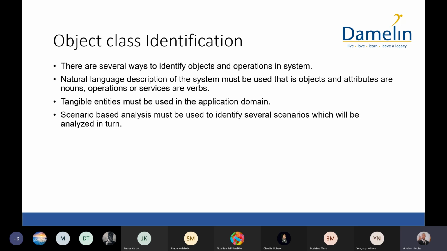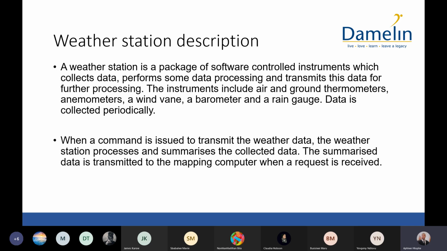Okay, so if you look at the case study that follows, we have a scenario of a weather station, and it says that a weather station is a package of software-controlled instruments which collects data, performs some data processing, and transmits this data for further processing. The instruments include air and ground thermometers, anemometers, a wind vane, a barometer, and a rain gauge. Data is collected periodically. When a command is issued to transmit the weather data, the weather station processes and summarizes the collected data. The summarized data is transmitted to the mapping computer when a request is received.